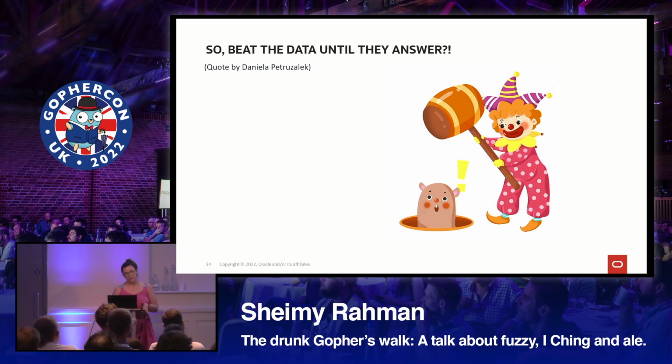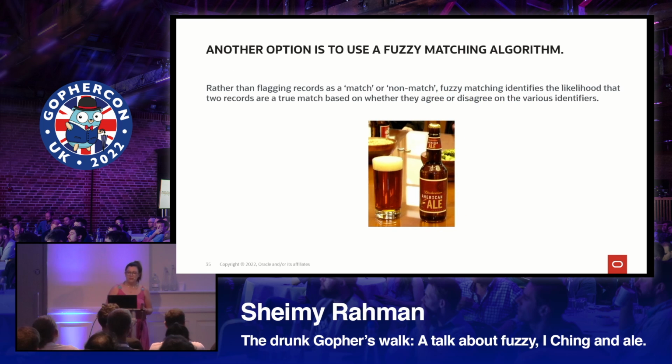One of that way, it's a quote by Daniela: beat the data until they answer. I don't know if it will be effective in the long term, because they can smash the data and the data can run away. Or another option is to use a fuzzy machine algorithm. Like I said, it's a technique. It's not a new technique, but for Go, it's a new technique.